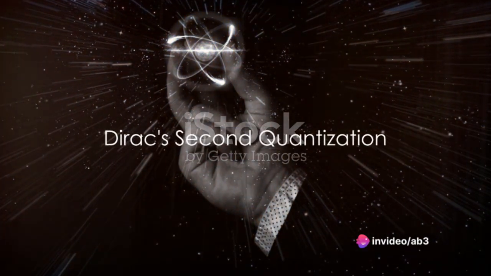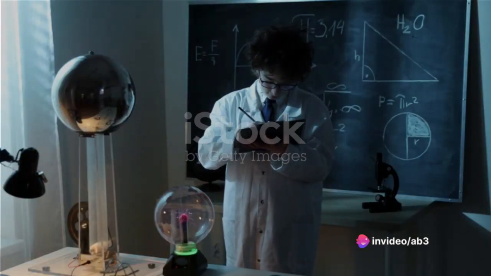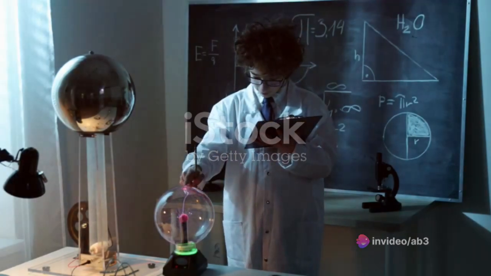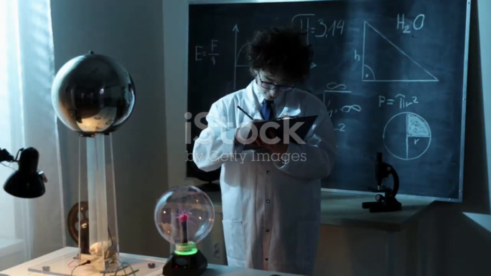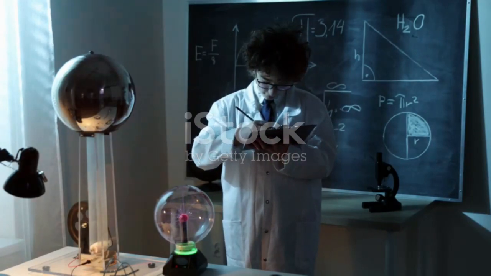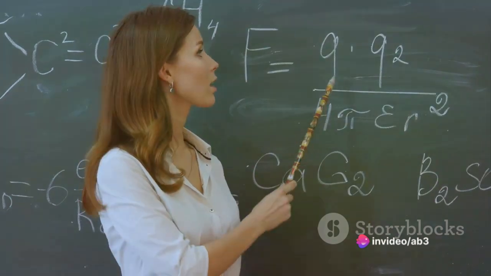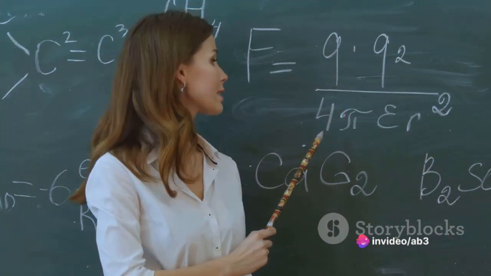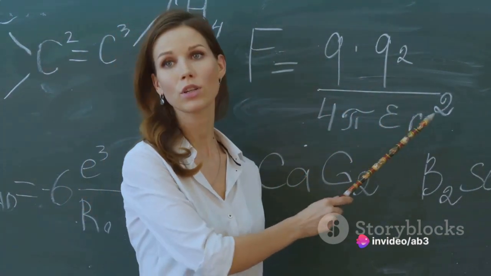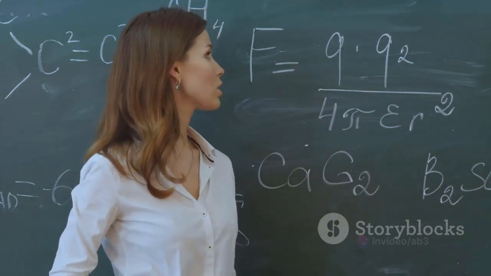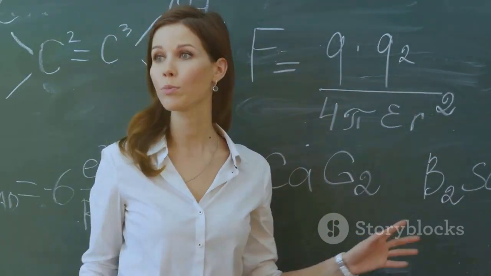Paul Dirac, a less well-known but equally important figure, took Einstein's idea of quanta and applied it to the electromagnetic field. This is known as second quantization. A brilliant mind in the realm of quantum mechanics, Dirac made a monumental leap by integrating the concept of photons into the framework of quantum mechanics. But what exactly did he do?